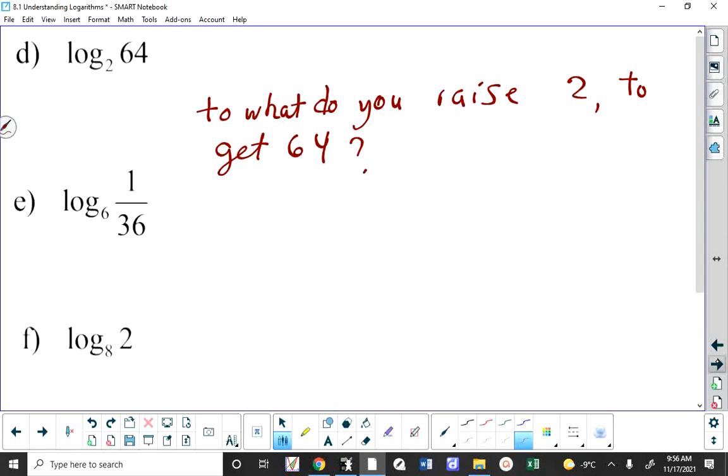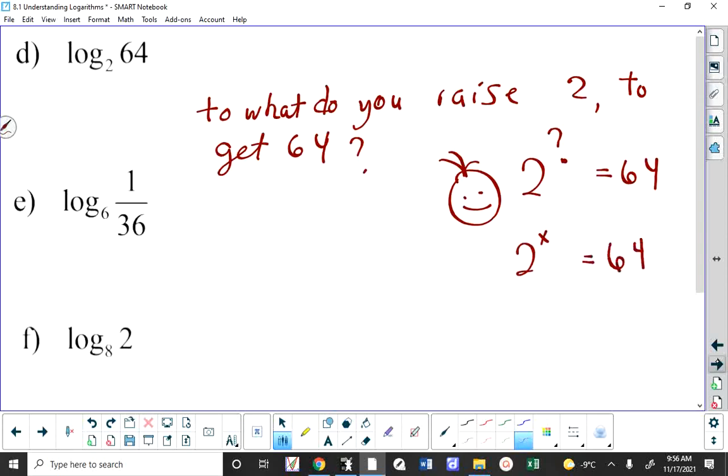You're really saying this. 2 raised to something is 64, and this goes back to what we did yesterday with common bases. You could, if you wanted to, solve this by converting everything to a common base. But I don't think you actually need to do this to know that the answer is 6. So you would drop the bases now and say it's 6.